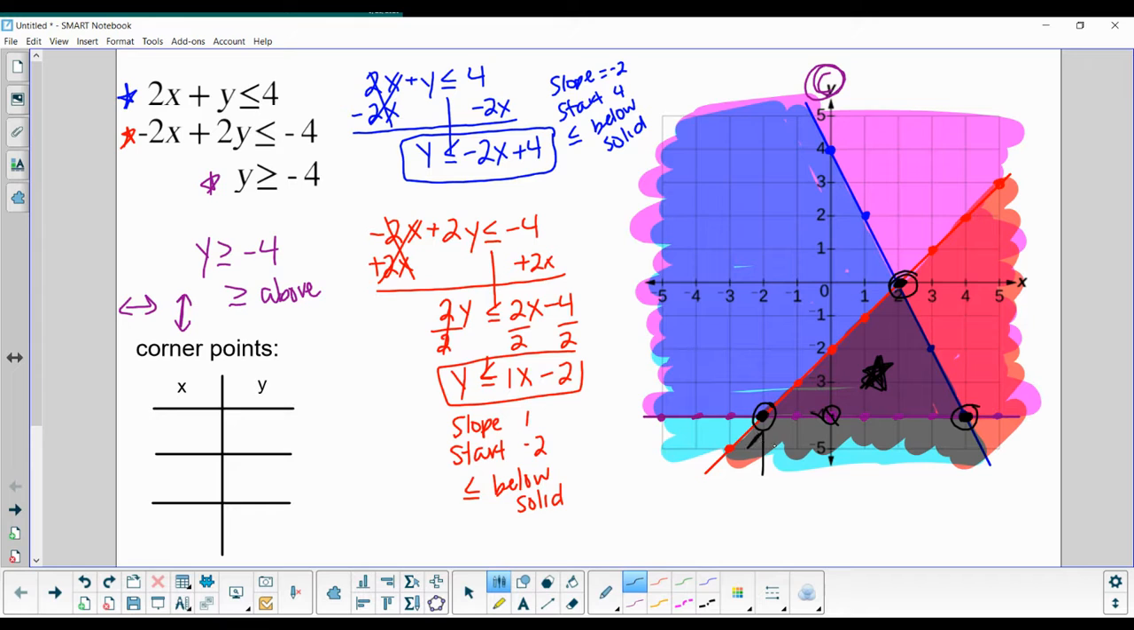So if we look at this first coordinate here, it is negative 2 meets up with negative 4. So negative 2, negative 4. Okay, and then this coordinate here looks like it is at positive 4, negative 4. And then finally, this coordinate here is at positive 2, 0. Okay, and so eventually we'll use those to help us with our objective functions, but for today, we're just going to graph and identify coordinates.